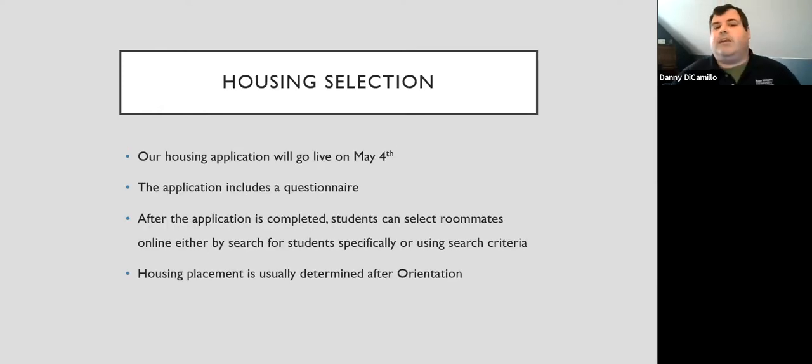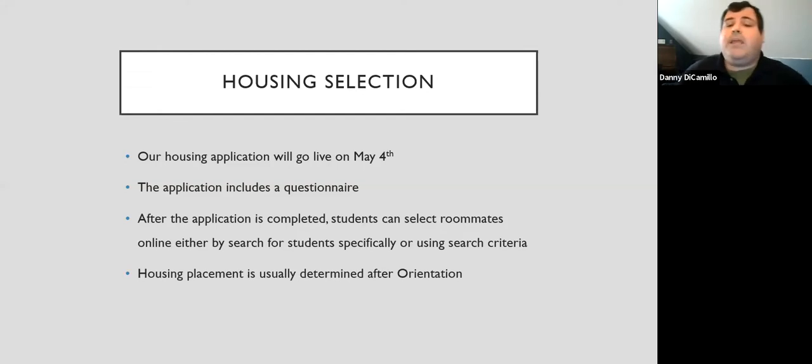To get started, our housing application for first-year students will go live on May 4th. That application includes a questionnaire. What that is, you're telling us, I want housing, and here are some things about myself. Those questions might be, what time do you go to bed, whether you can study with the TV or music on or you need complete silence, where you do your studying, what makes a good roommate. This is all really important when it comes to the roommate selection process. It allows us to create basically a profile for you.